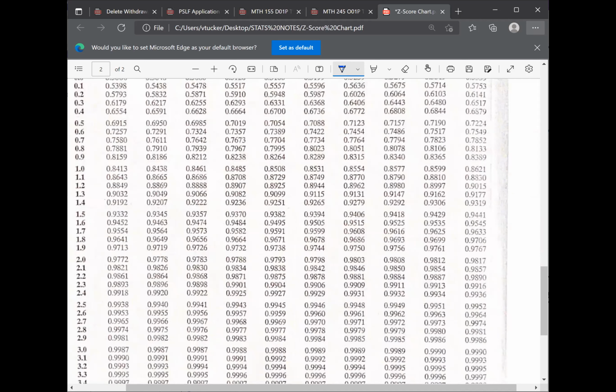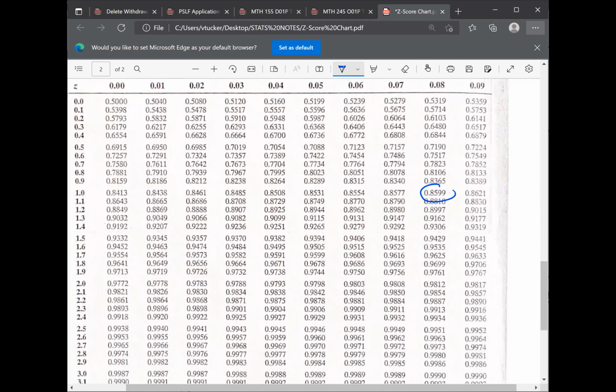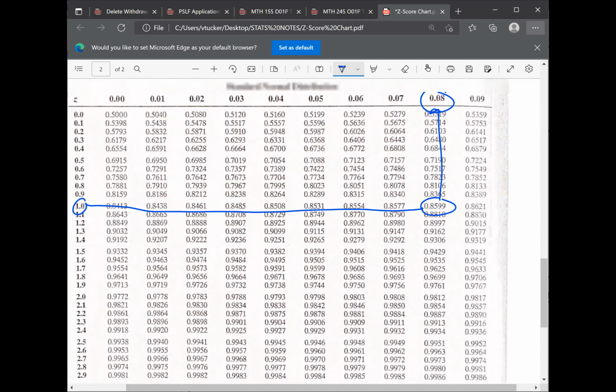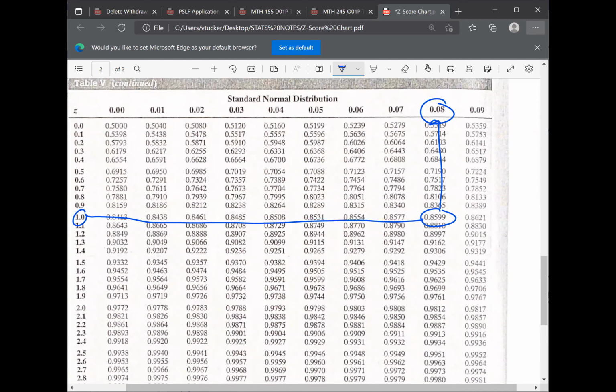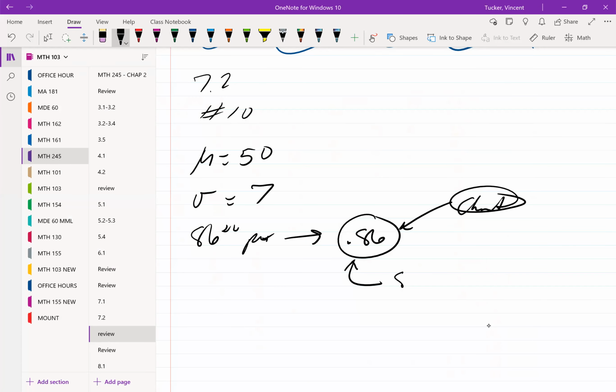All right, so we see right here 0.8599. It's the closest value to 0.86. And we see that corresponds to 1.08. So that's the z score that we're looking for. The value that we found in the chart was 0.8599, and the z score that corresponds to that is 1.08.